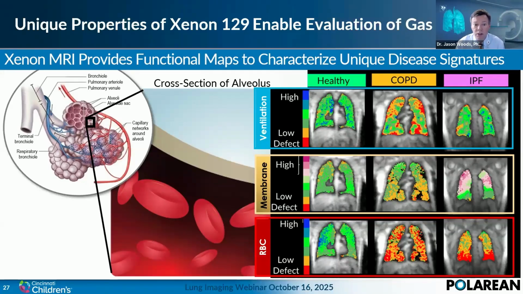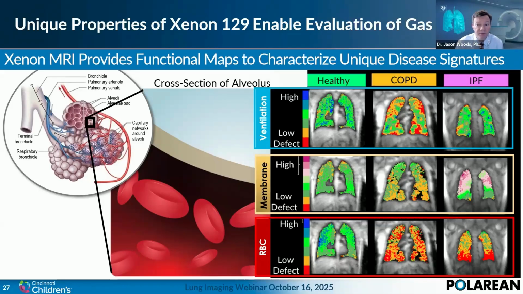In the IPF patient, you see roughly normal ventilation. Ventilation is not significantly affected in most interstitial conditions. And then in the membrane signal, you see a significant increase. So with significant fibrosis and inflammation, we would expect that the xenon is deposited a little bit more densely in the interstitium.